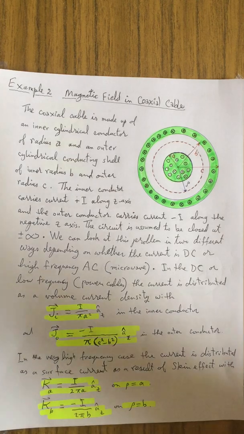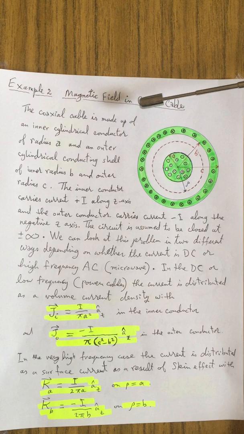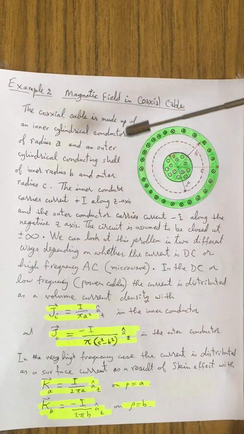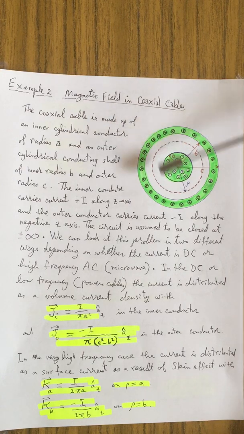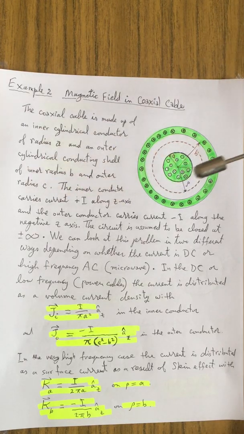Another example is the magnetic field of a coaxial cable. The coaxial cable is made up of an inner cylindrical conductor of radius a and an outer conducting cylindrical shell of inner radius b and outer radius c. The inner conductor carries the current plus I along plus z, and the outer conductor carries current minus I along minus z.